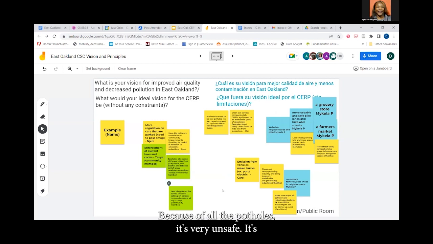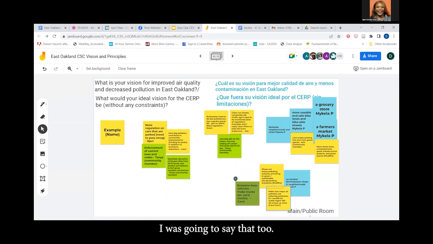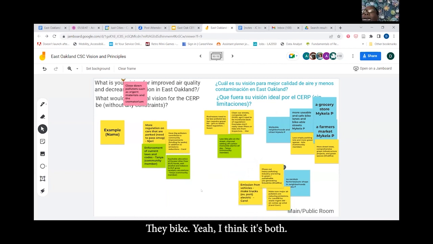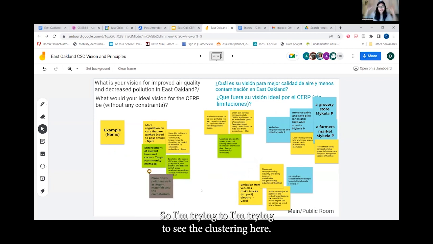Got it. Right, because of all the potholes. It's very unsafe. Not because of the potholes, because of the people who drive in the bike lanes, because the bike lanes are not protected. I was gonna say that too, but those potholes will send a biker off their bike quick. Yeah, I think it's both. Yeah, it's both.